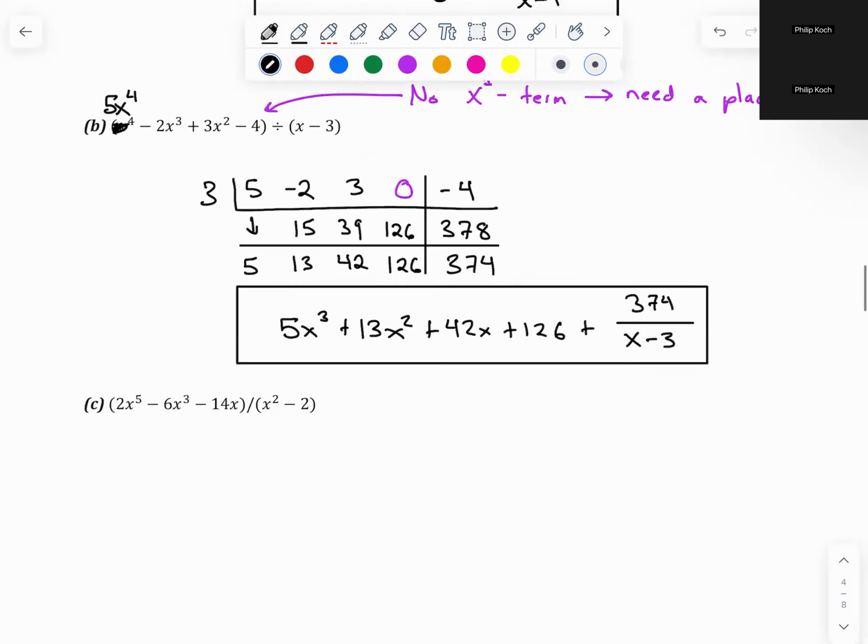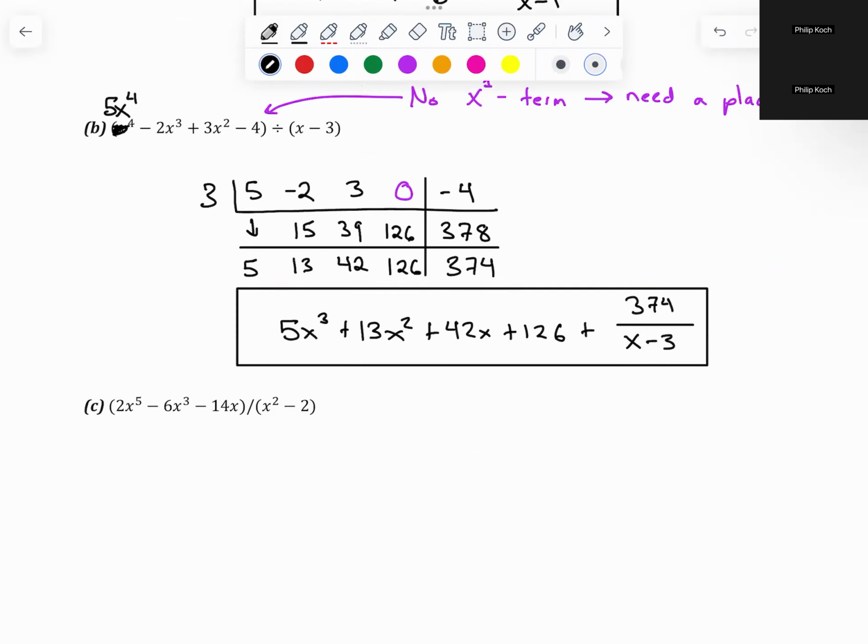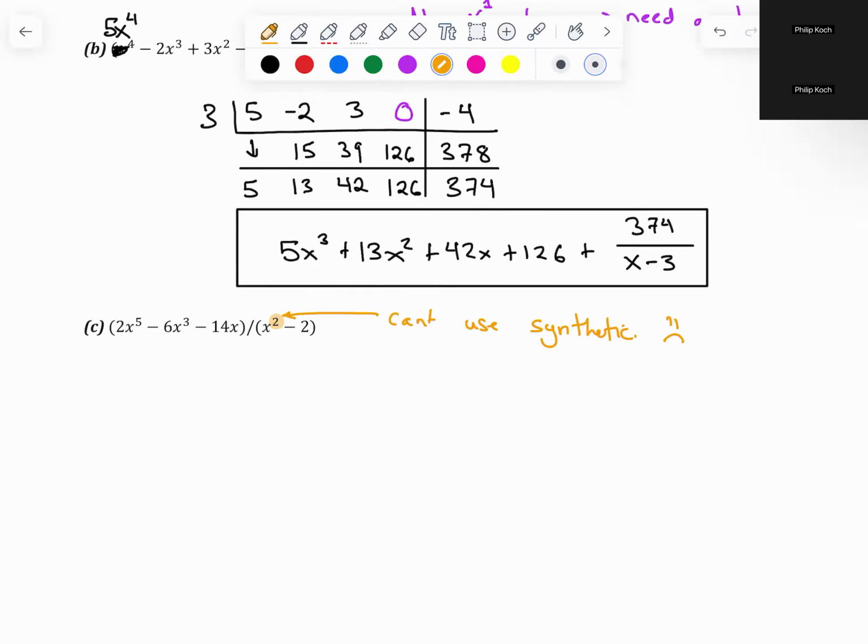Okay. The next one, 2x to the fifth minus 6x cubed minus 14x divided by x squared minus 2. Wait a minute. We can't use synthetic. I pulled a fast one on you. Sad days. We have to do long division. If it had been x minus 2, we could use synthetic, but we can't because it's x squared.